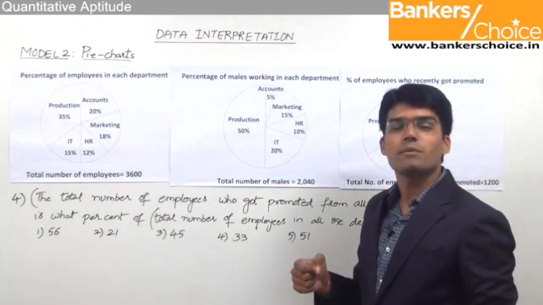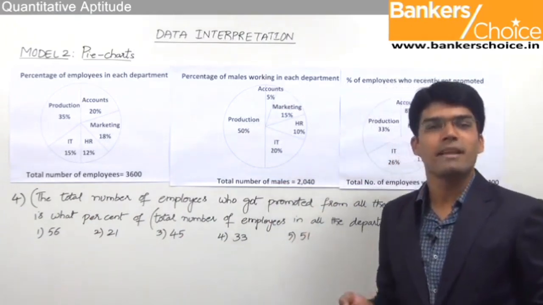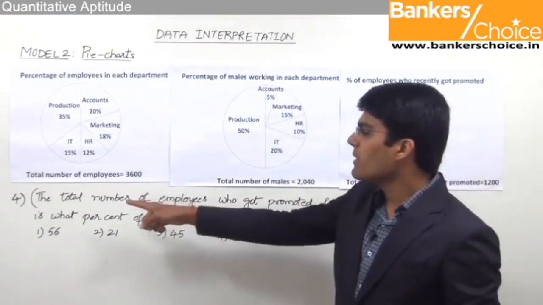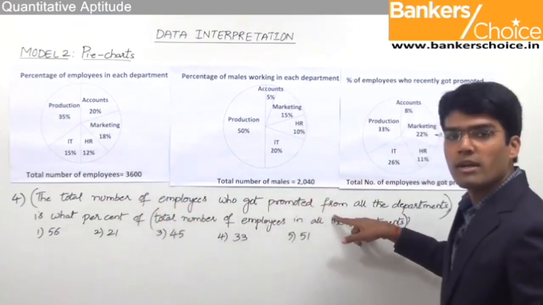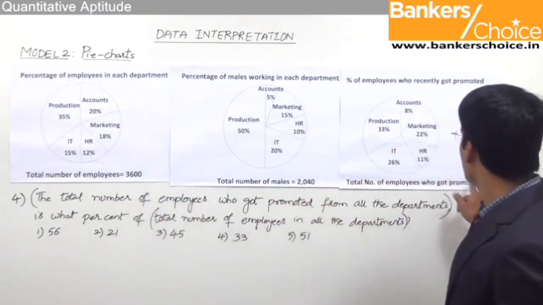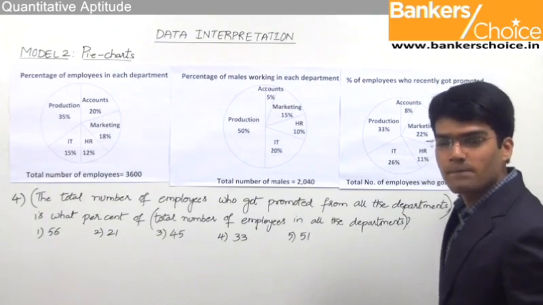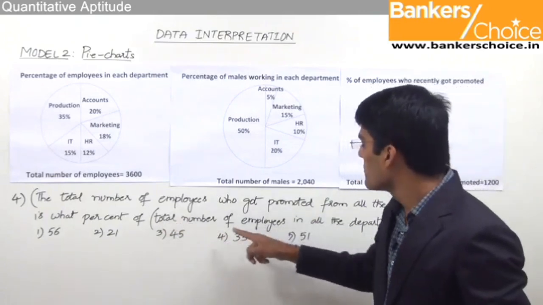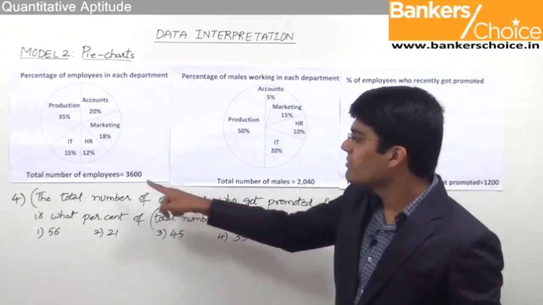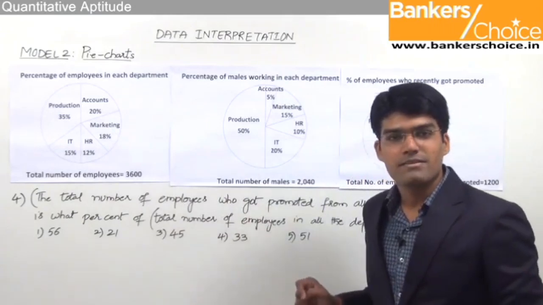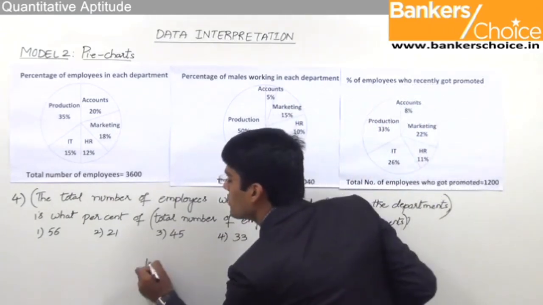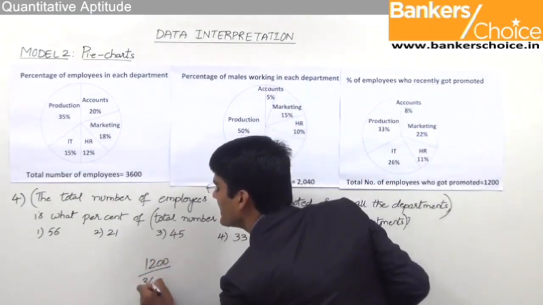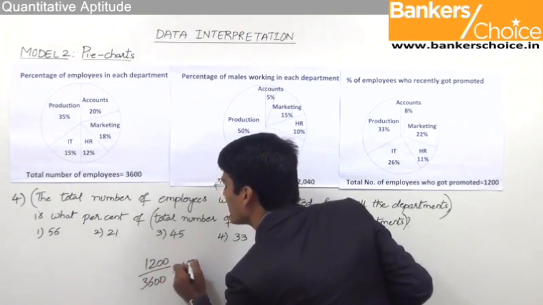We know that X is what percent of Y should be taken as X by Y into 100. So X in our case is the total number of employees who got promoted from all the departments, which is directly 1200 from the third pie chart. And Y here is the total number of employees in all the departments, which is equal to 3600 from the first pie chart. So we can say that the answer here should be 1200 divided by 3600 into 100.